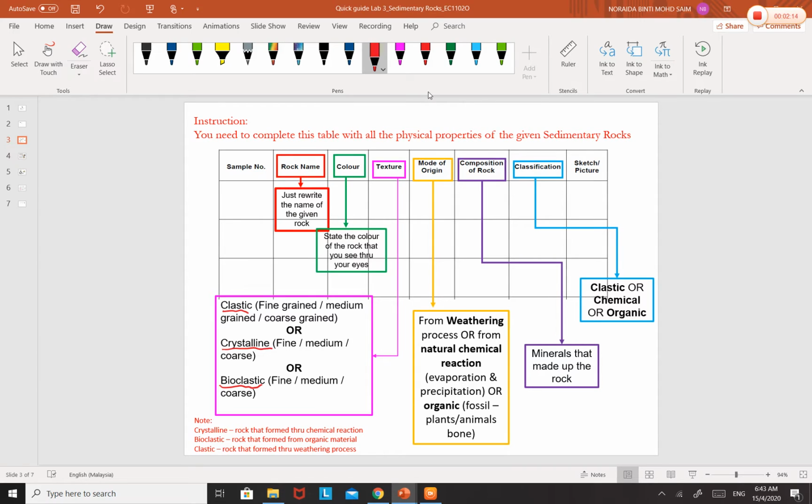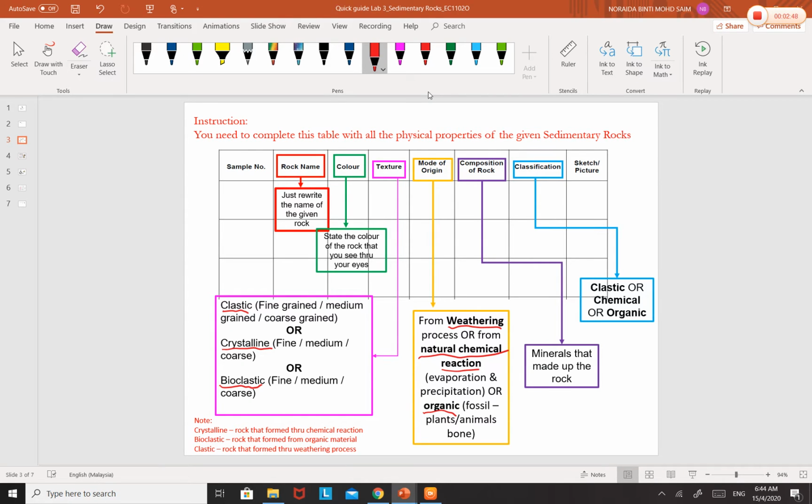So the mode of origin, what you need to write, whether it's from the weathering, sama ada you tulis dia as weathering, or natural chemical reaction, ataupun you write down as organic. Ada 3 mode of origin, so pilihlah nanti. And then the compositions of rock, mineral that makes up the rock. Okay, so we are not geologists, so kita tak boleh nak identify yang tu correctly. So this one you can Google what are the mineral compositions for each rock.